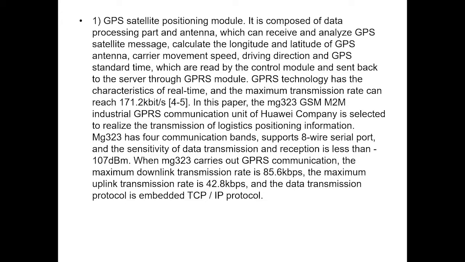GPRS technology has the characteristics of real-time, and the maximum transmission rate can reach 171.2 kbit/s. In this paper, the MG323 GSM M2M Industrial GPRS Communication Unit of Huawei Company is selected to realize the transmission of logistics positioning information.